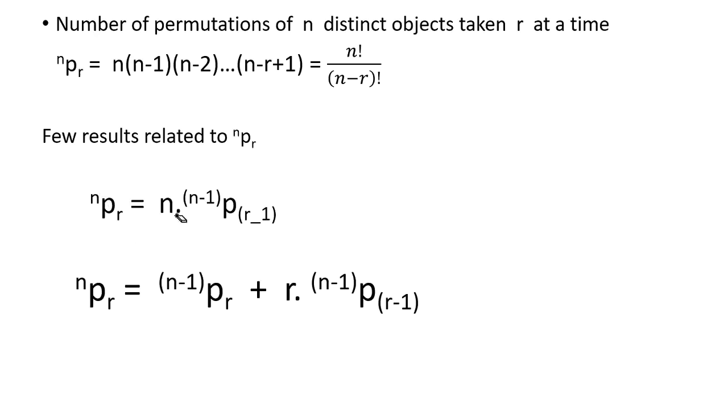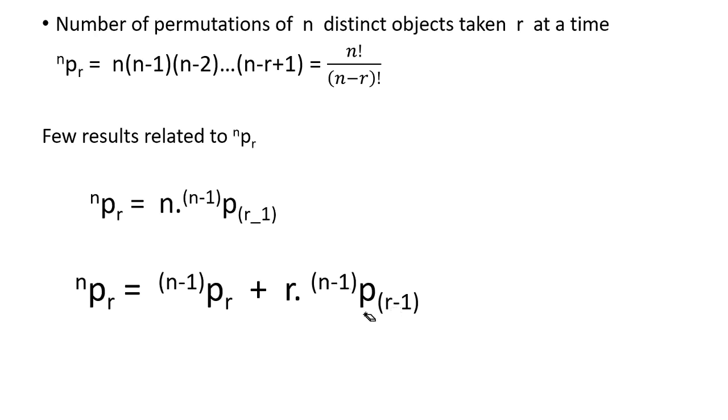nPr is equal to n times n minus 1 p r minus 1. We have given two proofs for this one. And next we have this result. nPr is equal to n minus 1 p r plus r times n minus 1 p r minus 1.